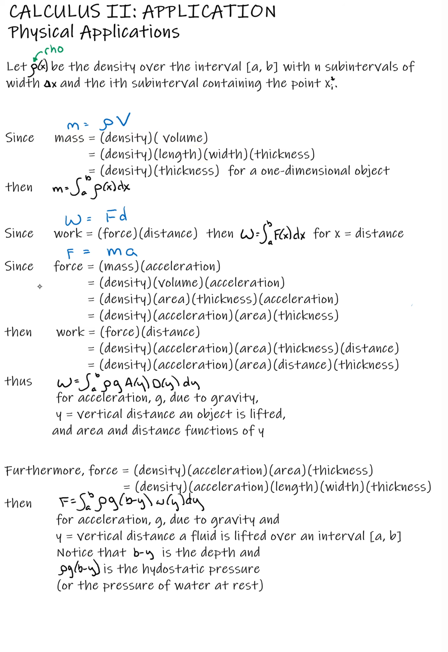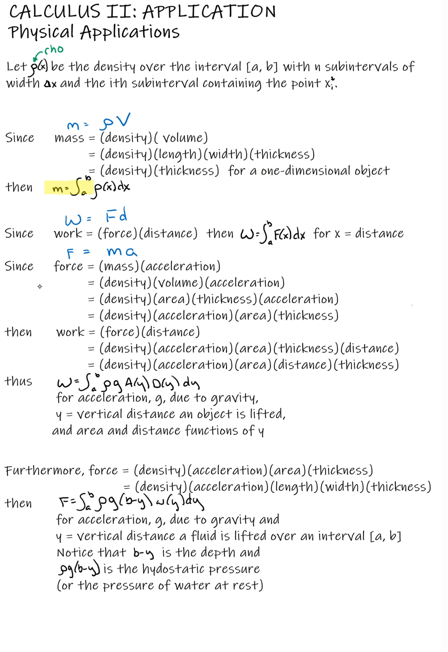However, if we're looking at a one-dimensional object, so rather than length, width, and thickness, we only have one of those dimensions. I'll call that one dimension thickness. So it turns out that length and width kind of go away, become one, if you will. Then we end up with mass is density times thickness.